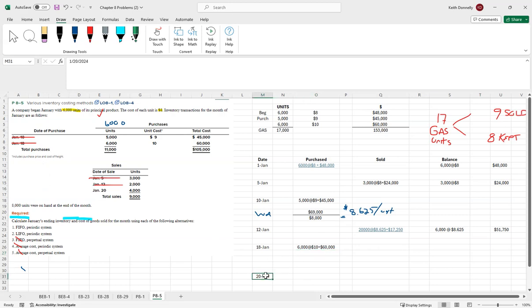On January 20th, we know we make a sale. But before we get to that sale, we have to figure out our weighted average at this point in time. It's a moving weighted average. It changes from time to time. So where are we at this point in time? Well, our total cost is the 51 we were at plus the 60 we just threw into it for the new units. So that's $111,750.